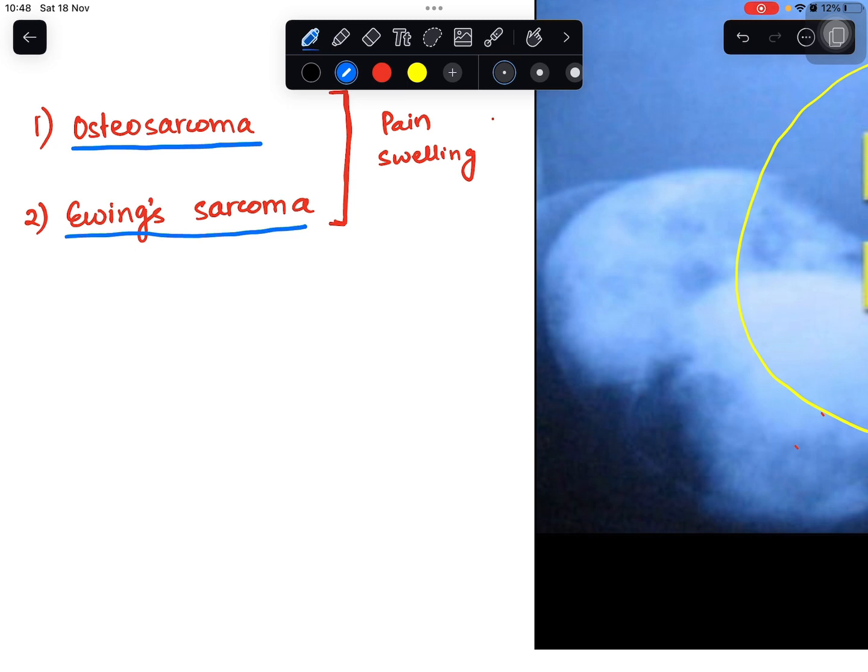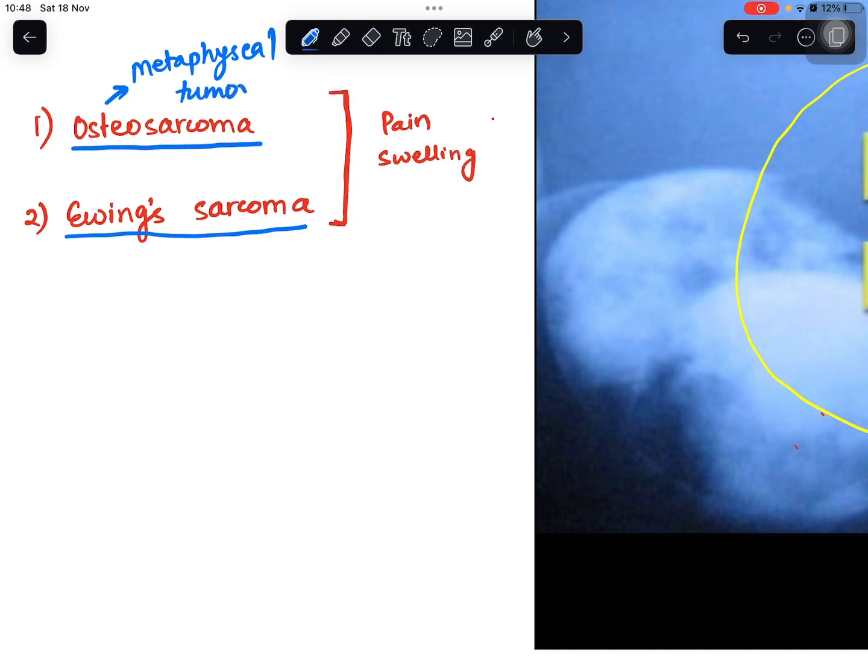Osteosarcoma is a metaphyseal tumor. That means it is going to affect the metaphysis part of the bone, whereas Ewing sarcoma is an epiphyseal tumor. That is, it is going to affect the epiphysis part of the bone. Now, how are we going to make our differential diagnosis?